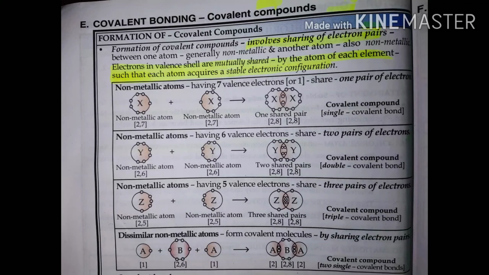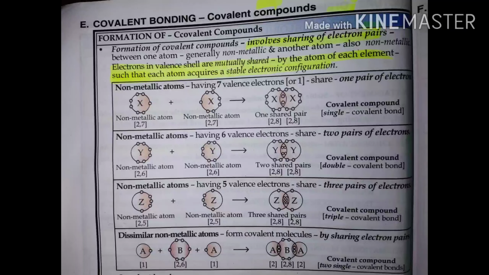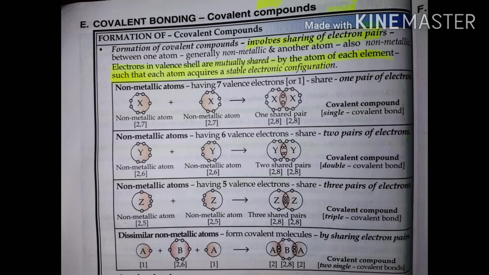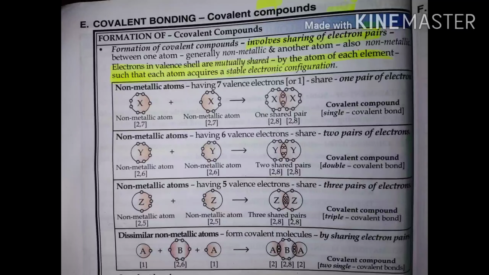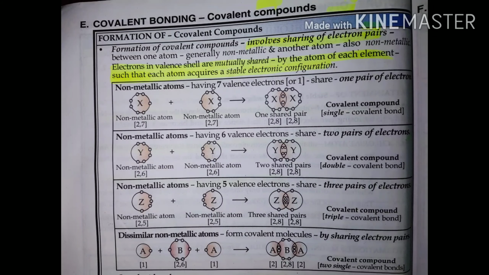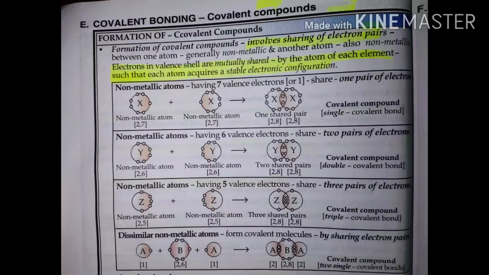In the first 3 examples, single, double and triple covalent bonds, we have seen the same type of atoms forming covalent bonds, but covalent bonds can be formed between dissimilar atoms also. In the third example, there are 2 different types of atoms, A and B. A has electronic configuration 1 and B has electronic configuration 2,6. To attain stable electronic configuration, B shares electrons with A and forms 2 single bonds with them. In this way also, covalent bonds can get formed.